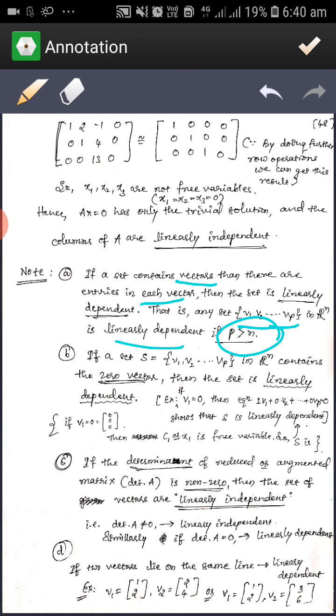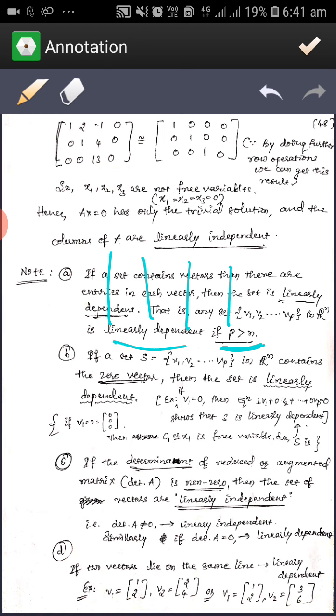Here p is the number of vectors, and n is the number of entries in each vector, the number of variables. Any set in Rn with more than n vectors, that is, if p is greater than n, then we call it linearly dependent.